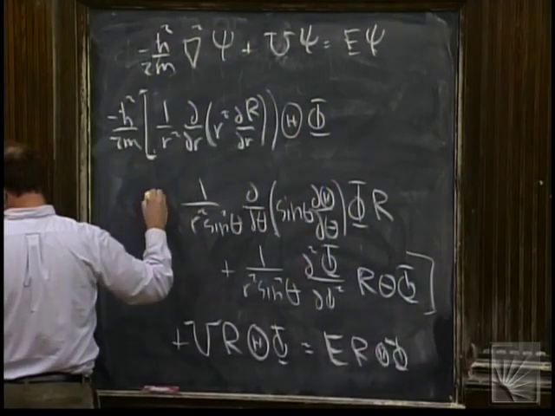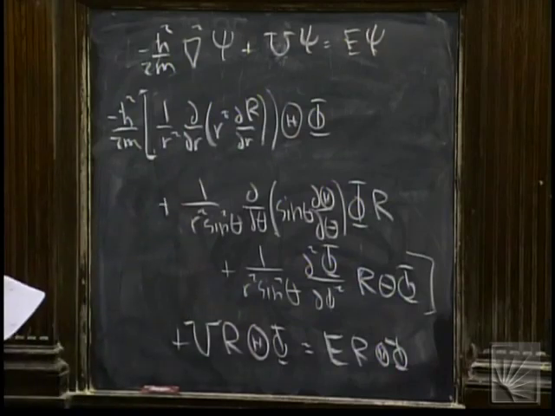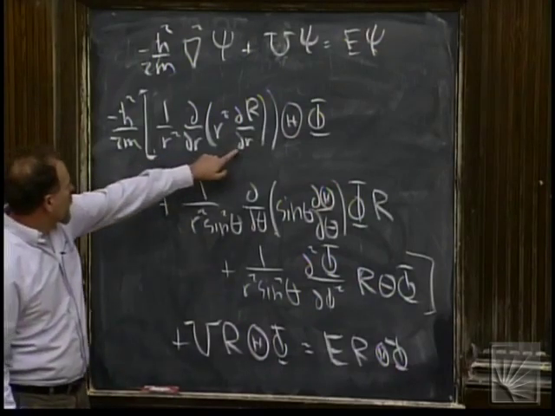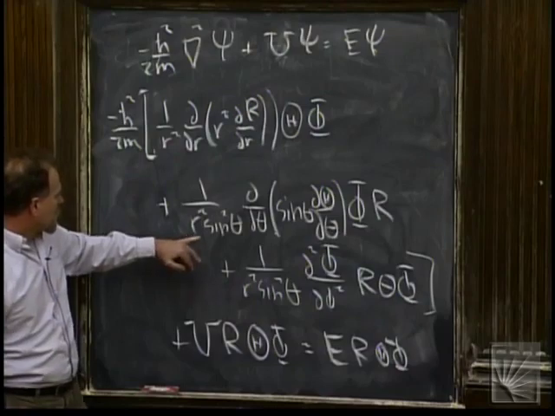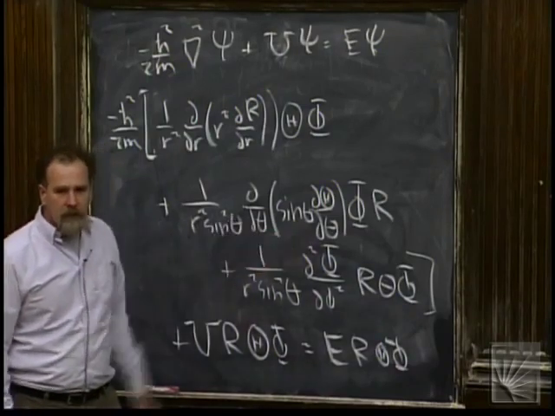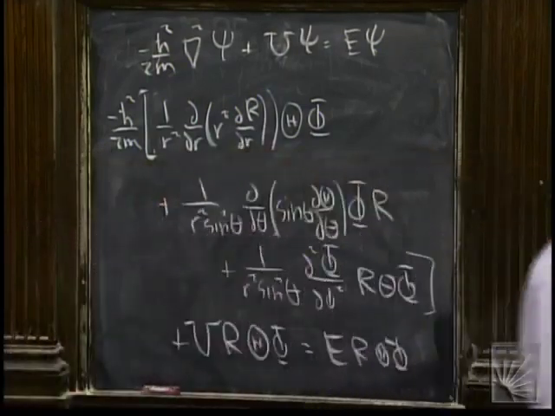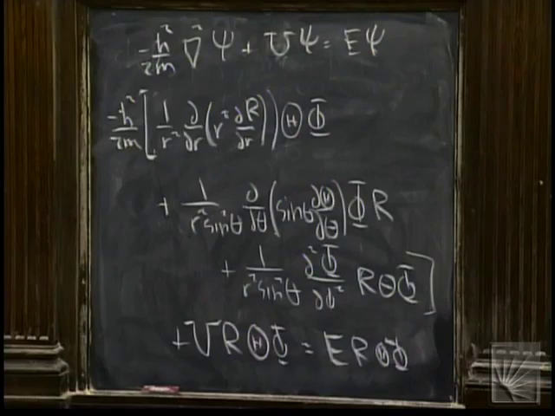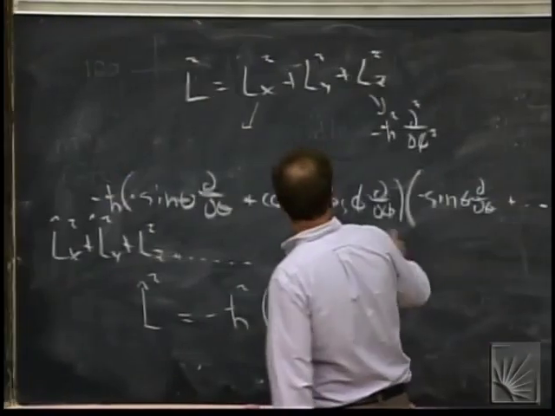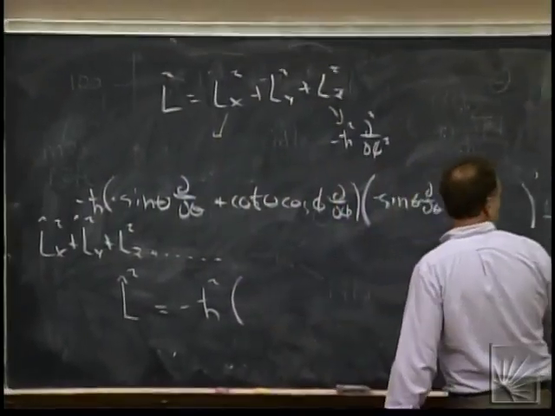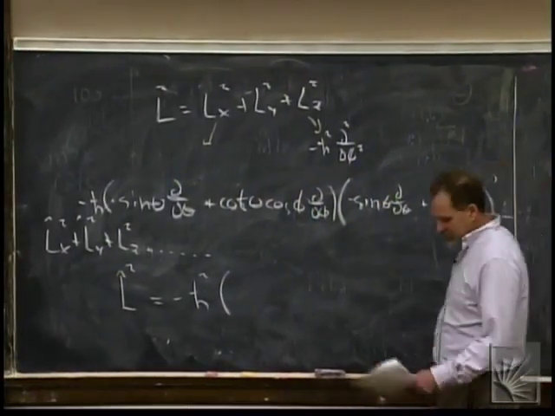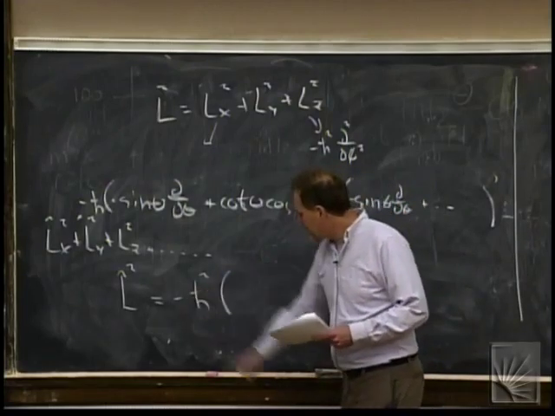This is plus. So this was this awful radial derivative. This was the awful theta derivative. What does L squared equal? It is equal to, there's an h bar squared just from this basic part of the definition, and the minus sign from the i.